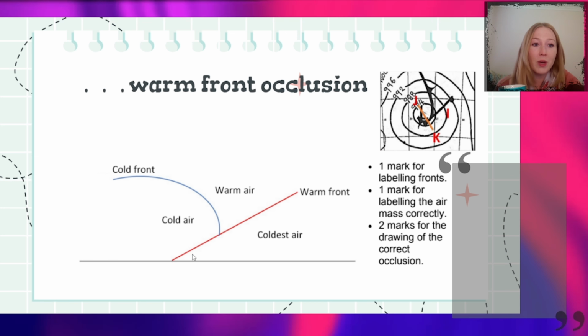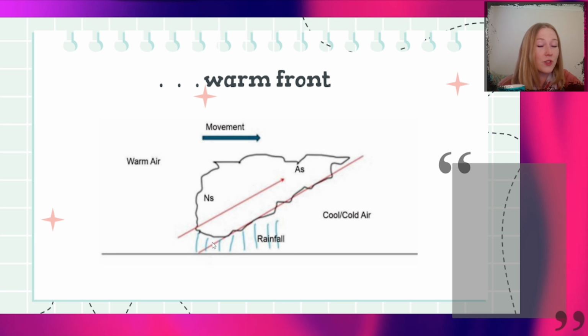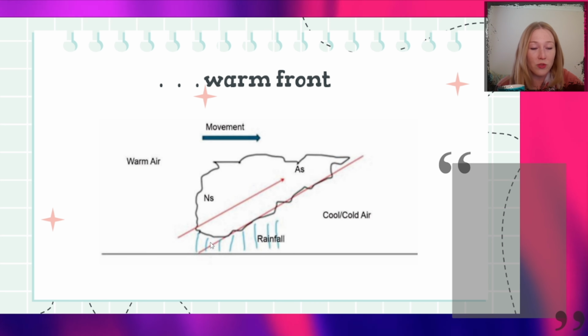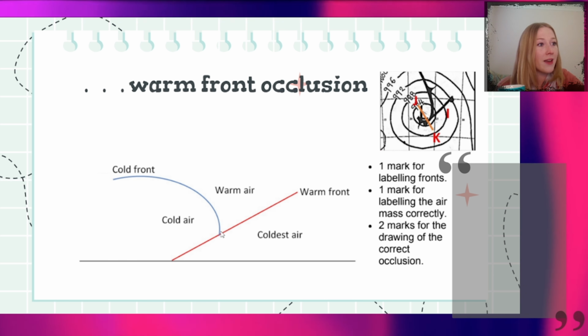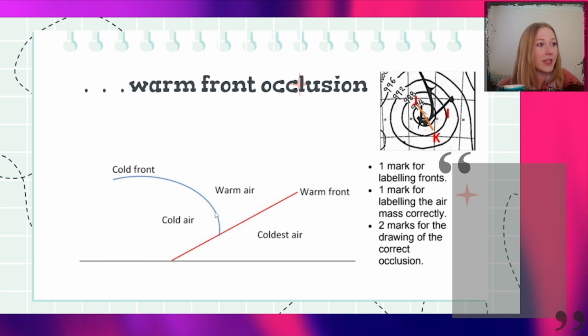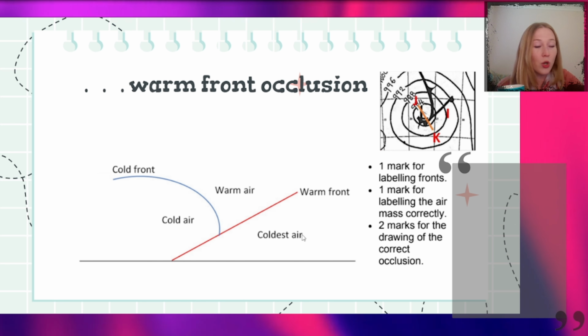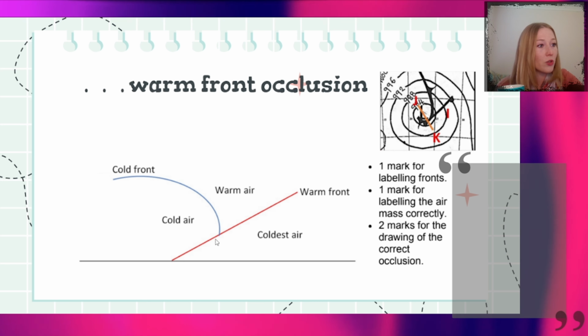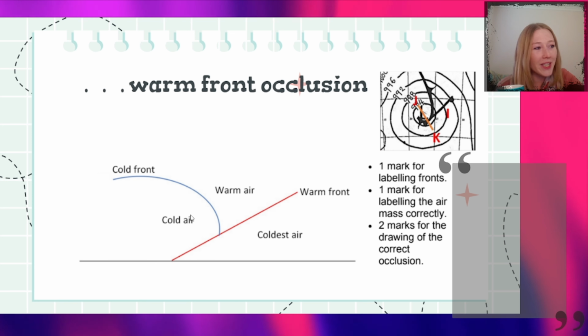Basically, start by drawing a warm front. So we have that over here, right? If it's a warm front occlusion, start by drawing a warm front. That's the one that connects to the ground. Then add your cold front because it's being occluded, right? We've got two fronts merging together. We have the coldest air in front of it, cold air behind it.